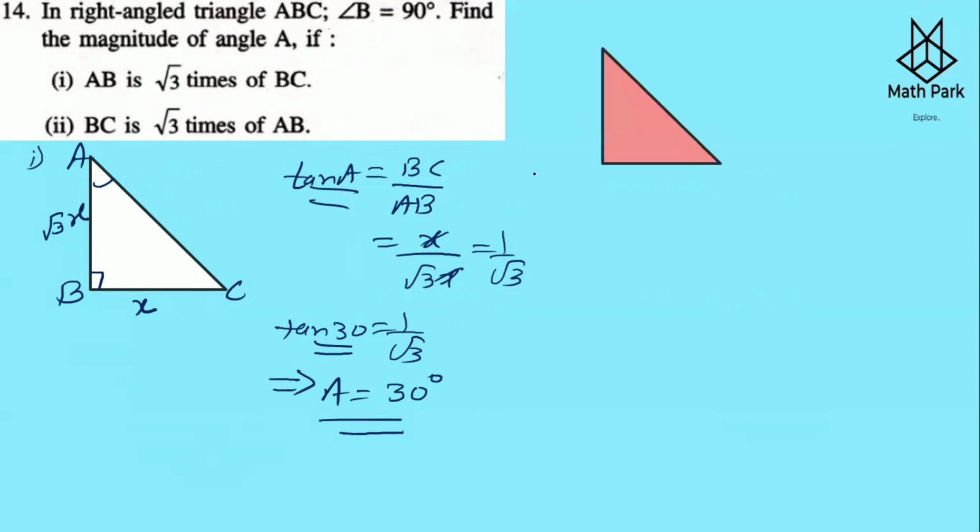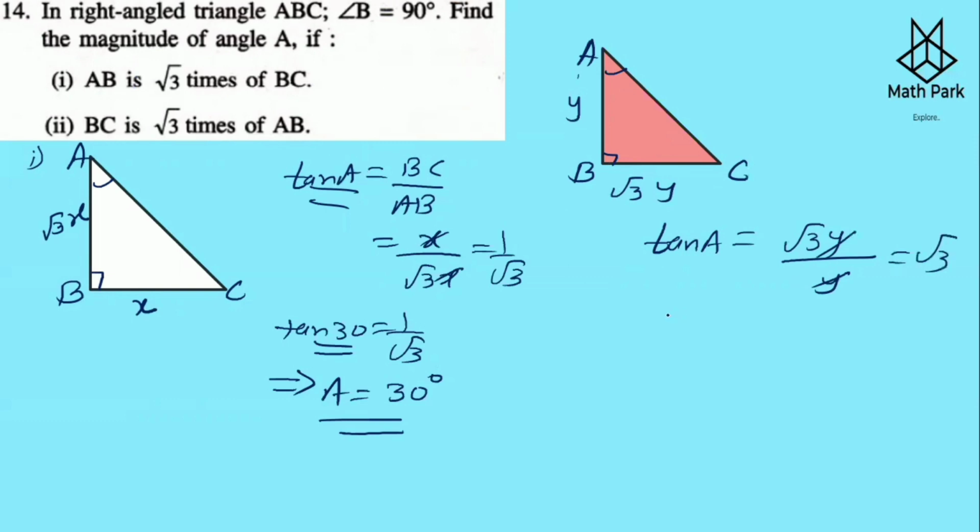Now for the second part, let us take this triangle again. B is a right angle, so this is your ABC, a right triangle. Now they say that BC is root 3 times AB. So let us take AB as y, then BC is root 3y. If I have to find angle A again, we will be using tan A is equal to opposite, which is root 3y, upon adjacent, which is y, so we get root 3. And we know that tan 60 is equal to root 3. This implies A is equal to 60 degrees. Got it? So we did question number 14.